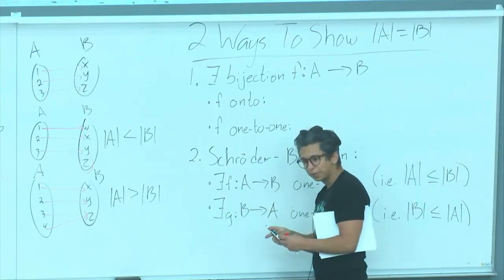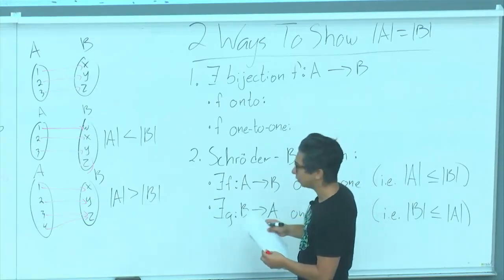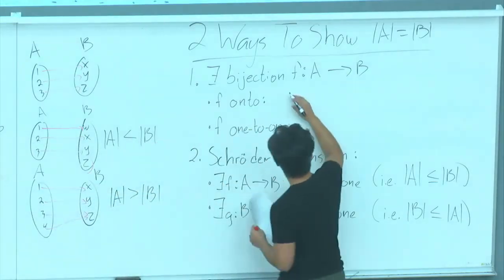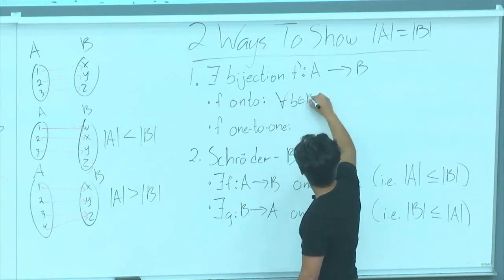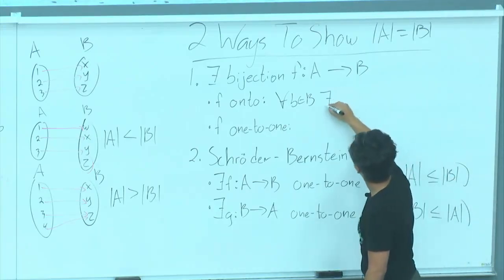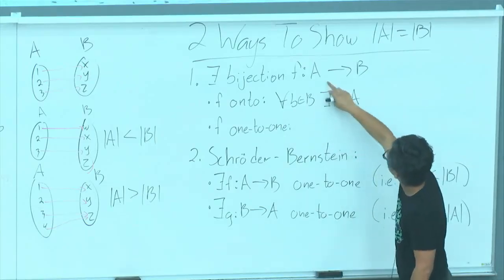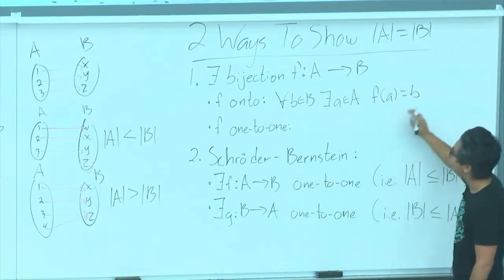So I'm just going to write out the definitions, and we're going to reason about them. What it means for something to be onto is that everything in B, you could choose anything you want in B, and there should be something in A that maps to it. That is, for every b in B, there's something a in A such that f of a equals b. Right? We don't want anything left out.